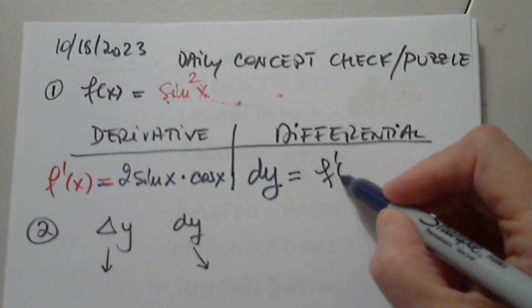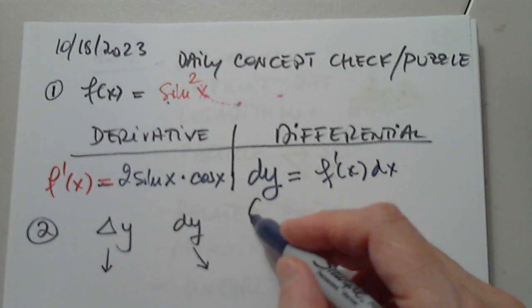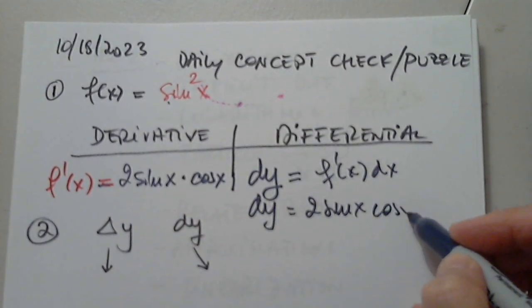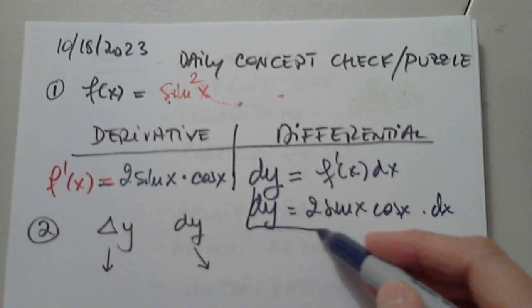So the formula is f prime of x dx. That's all you have to say. And I'm just copying 2 sine x cosine x times dx. This is the differential of y.